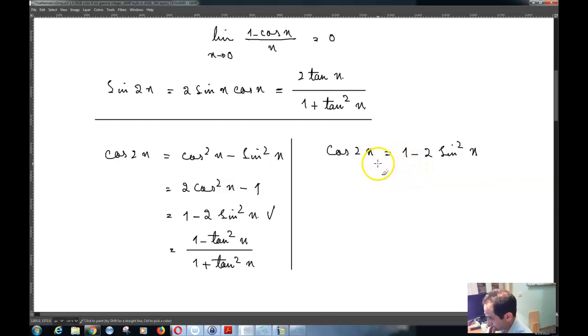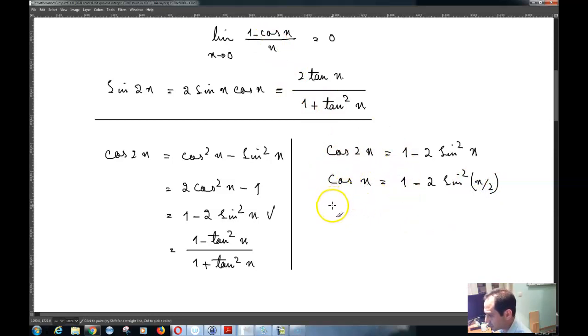So 1 minus 2 times sine squared x. What that means is that you can write cos of 2x as 1 minus 2 times sine squared x. Instead of 2x, if you write x, half of this angle is x divided by 2, so that becomes 1 minus 2 times sine squared of x divided by 2.